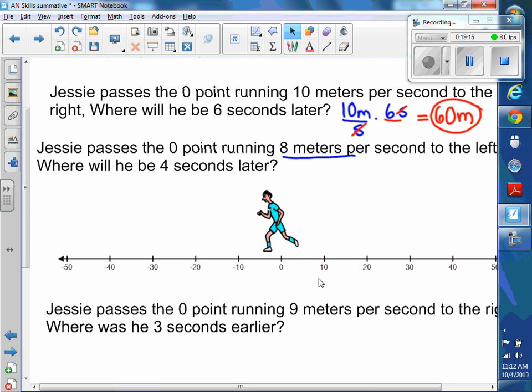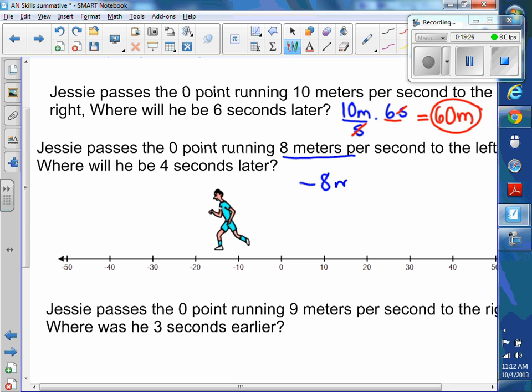You would be at negative 32, the negative 32 mark. Right, because he's running to the left, so we're going to say he's running left with the negative 8 meters per second. And in 4 seconds from now, we want to know where he's going to be. So 4 seconds from now is in the future, so it's positive. So we get negative 32 meters, so he'll be 32 meters to the left of 0.